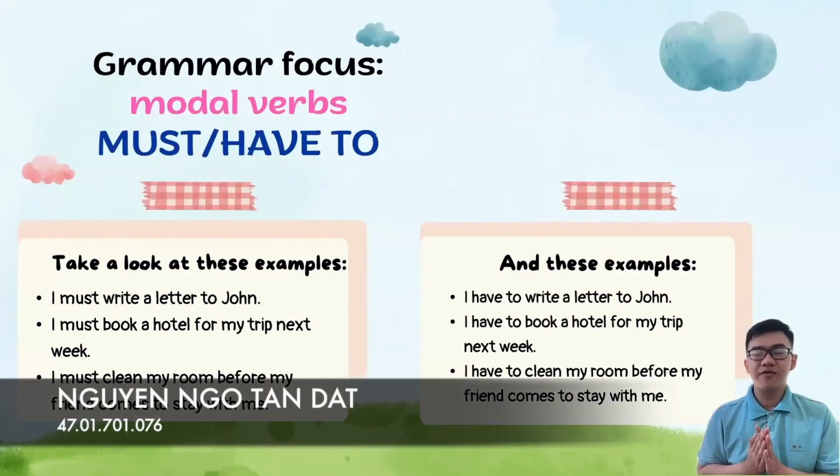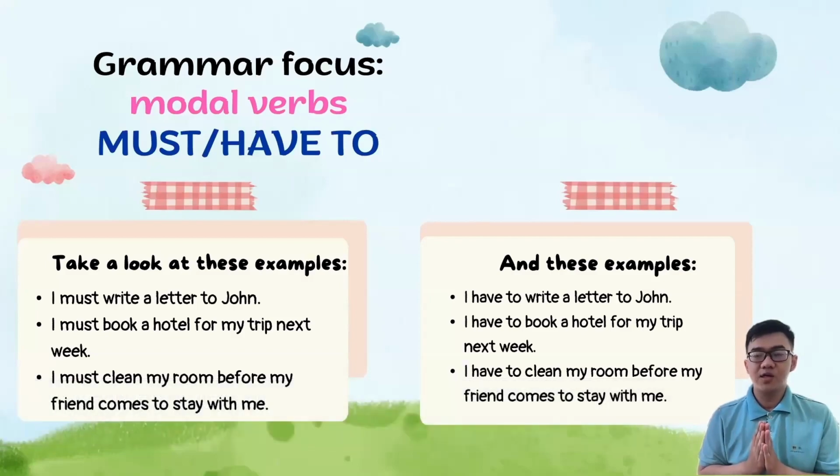Alright, class, let's move on with the next session of the lesson today, which focuses on grammar. Today, we are going to learn three modal verbs: must, have to, and should. But first, let's begin with the first two modal verbs, must and have to. Let's discover their forms in English sentences by looking at these examples on the screen.